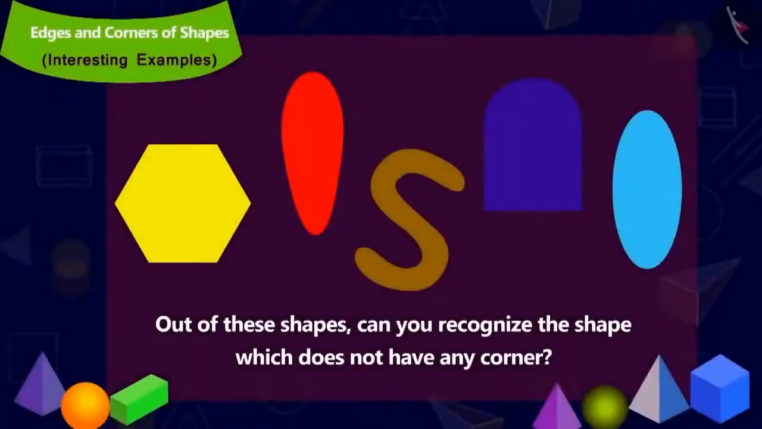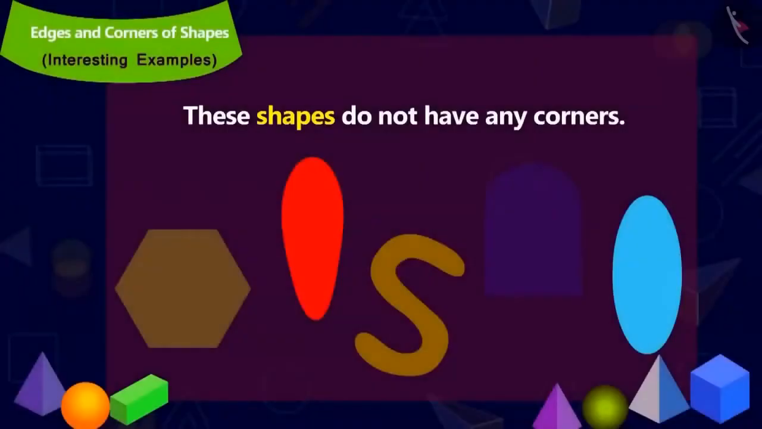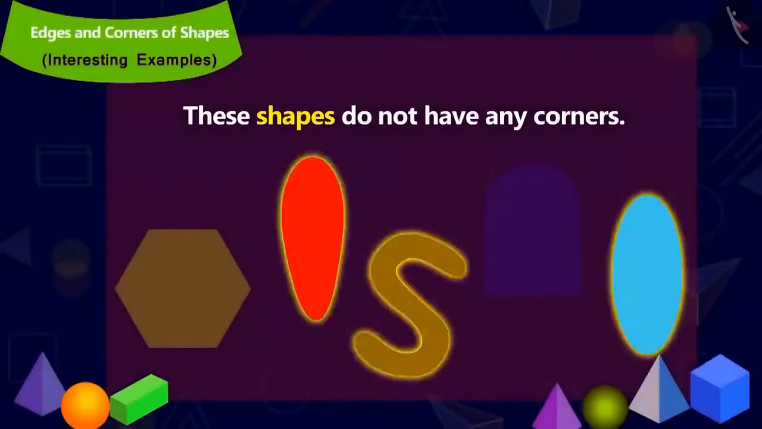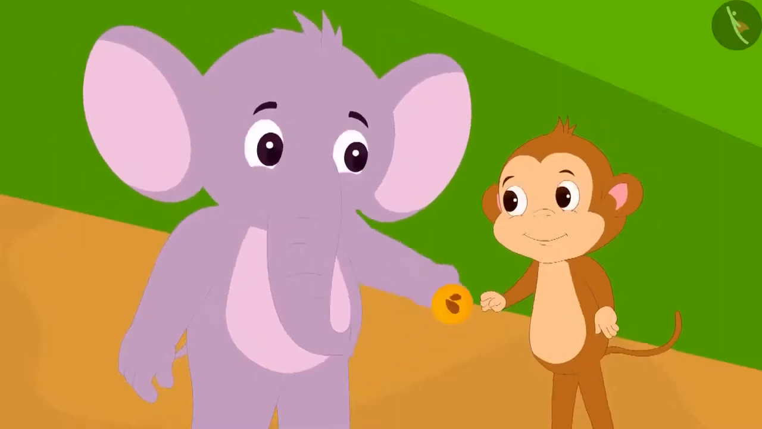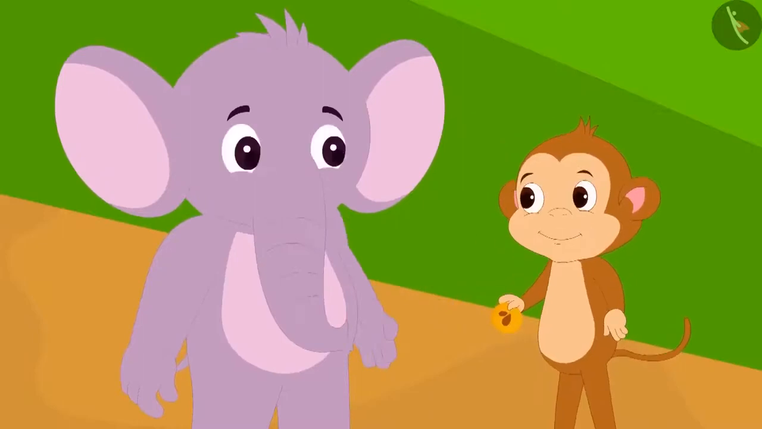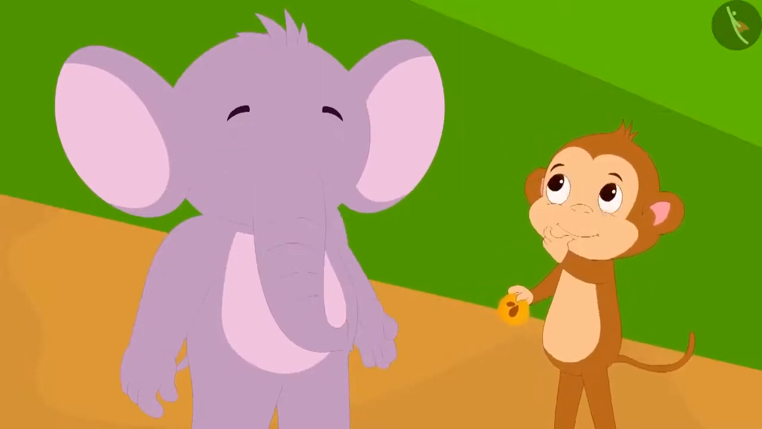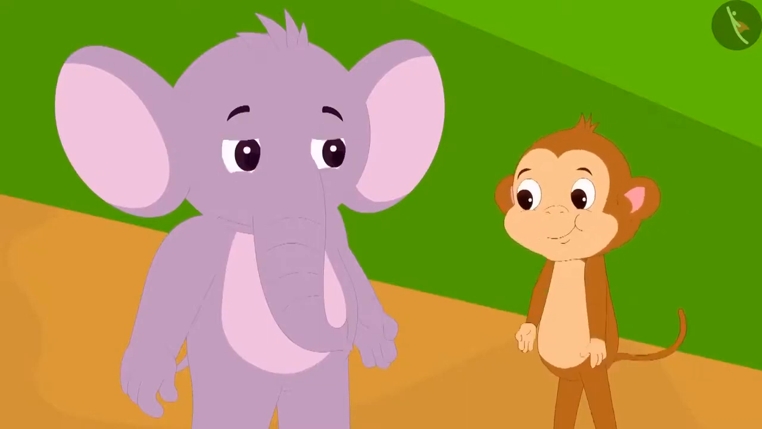Children, before Appu's next question, amongst all of these shapes, can you recognize the shape which has no corners? This is the right answer. These shapes have no corners. Now Appu had understood Babban's trick. This time he gave Babban a peda. Babban was confident that this time too he will answer correctly, so he quickly ate the peda.